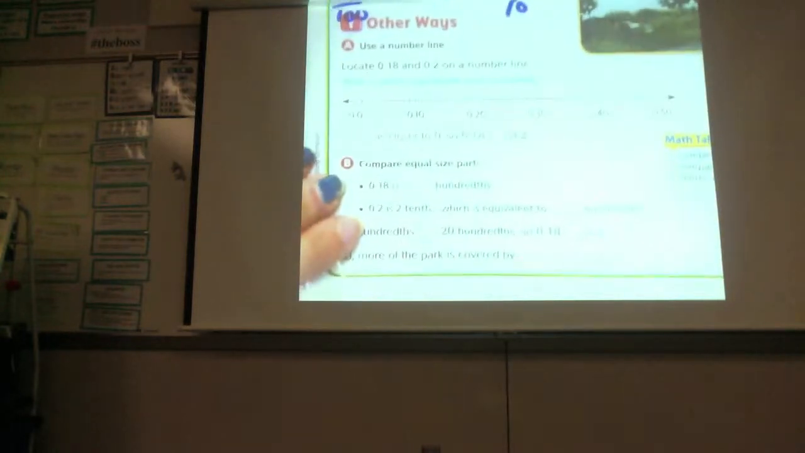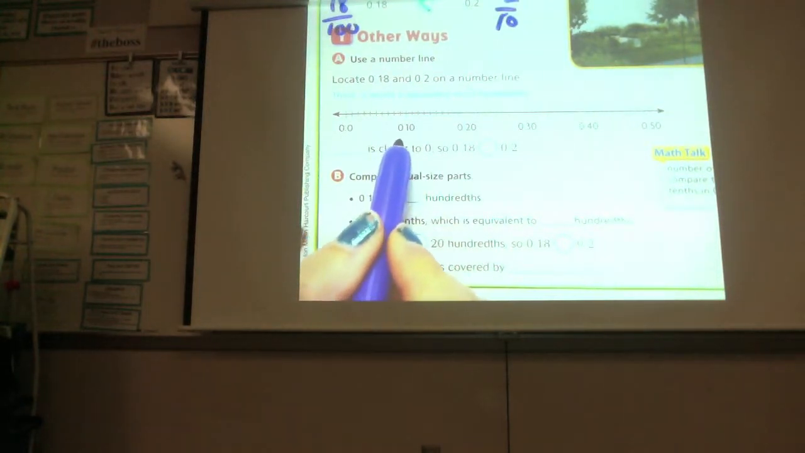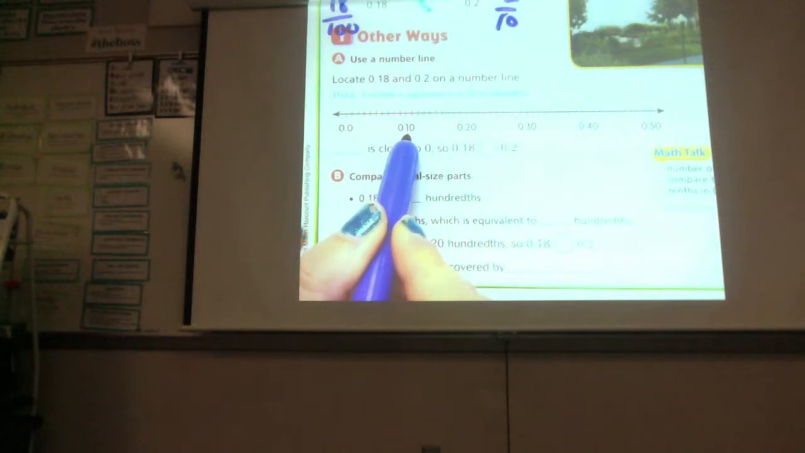Okay, we're looking at the number line. Locate 18 hundredths, and 2 tenths on a number line. So looking at this, I can see that it's broken down into hundredths. How many hundredths are at this point right here?